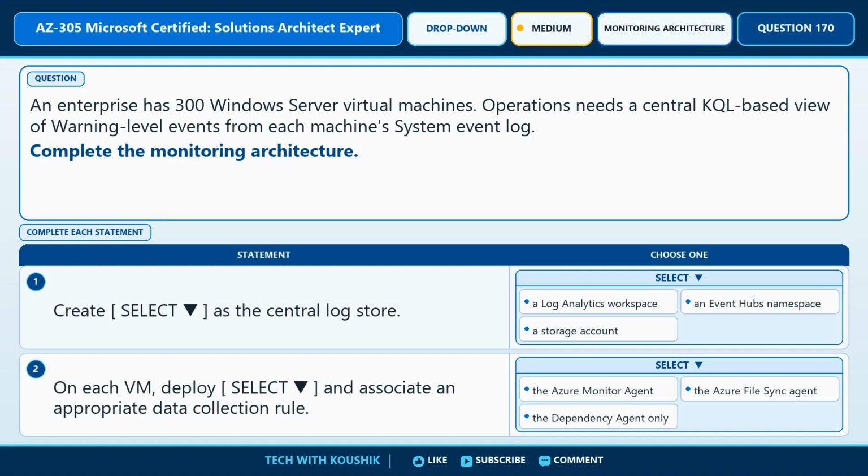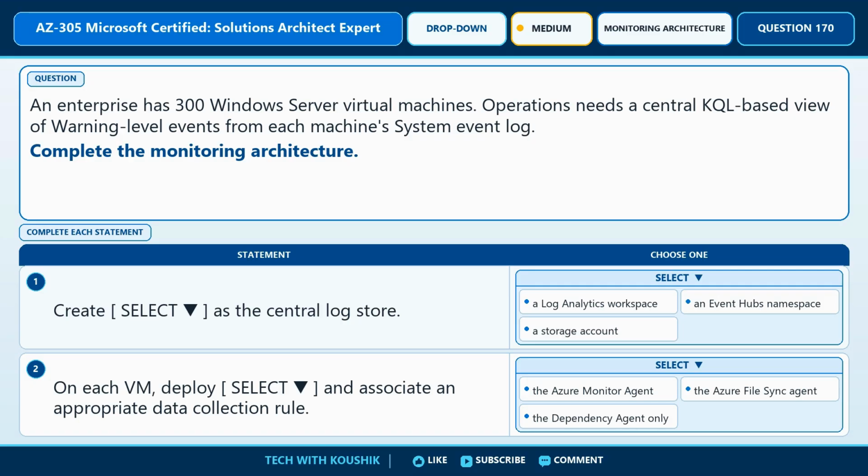Now consider question number 170. Consider this scenario. An enterprise has 300 Windows Server virtual machines. Operations needs a central KQL-based view of warning level events from each machine's system event log. Complete the monitoring architecture. Statement 1.